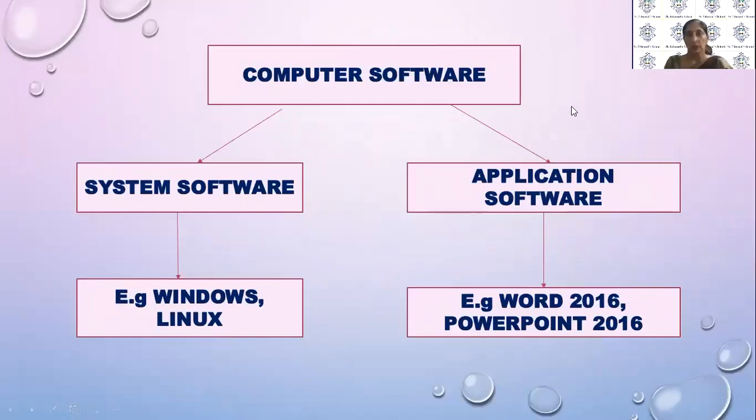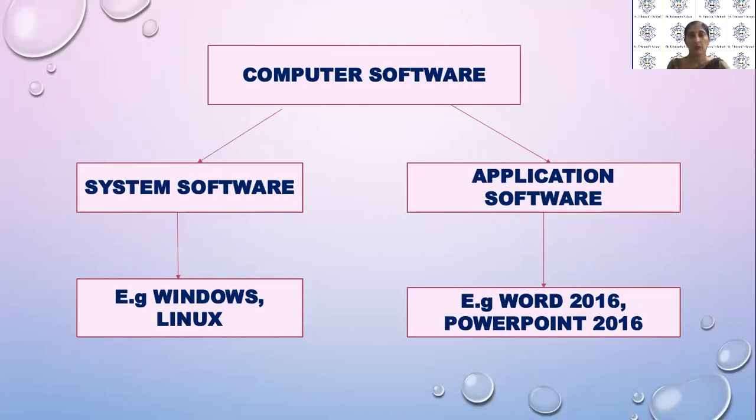So, as we have discussed about the hardware, now we will be discussing about the computer software. Now, computer software are the set of instructions or programs on which a computer works. Hardware cannot work on its own. It needs software to work properly. Now, computer software is again of two types. As you can see, it is system software and application software.